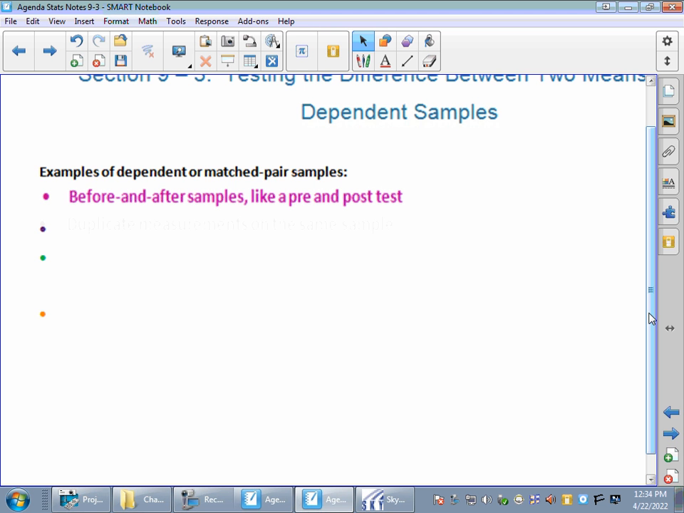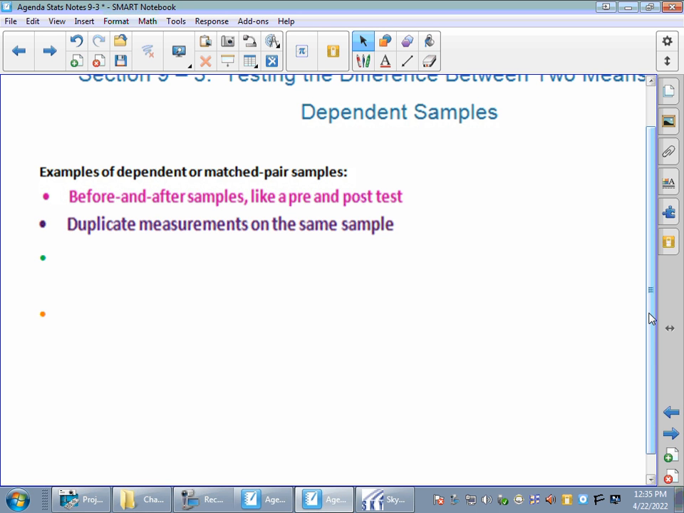We could do something like a before and after, like a pre and post test. The example we're going to do today is running an obstacle course, drinking some kind of fancy energy drink, and then doing the obstacle course again to see the effect of the energy drink. So before and after. We could do duplicate measurements on the same sample, kind of like a pre and post, but it leaves a little bit more room for variation.